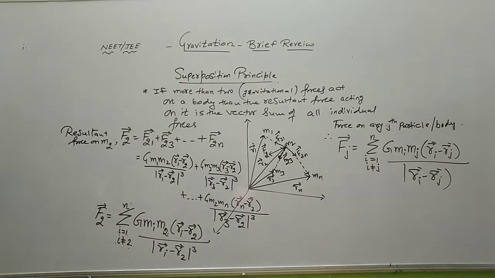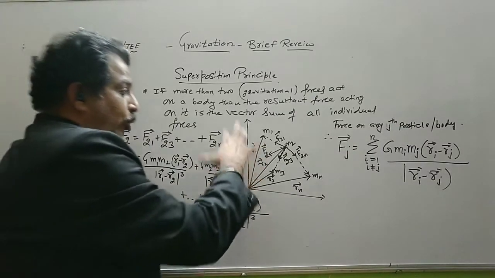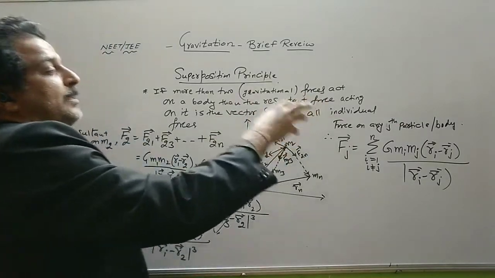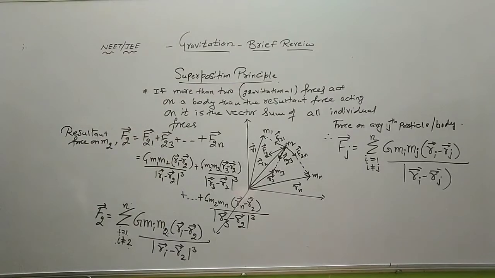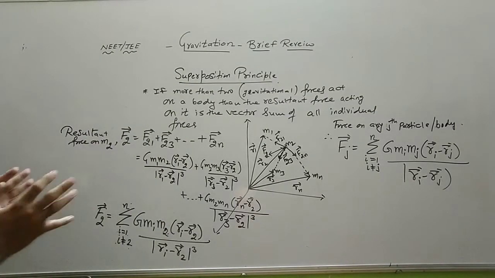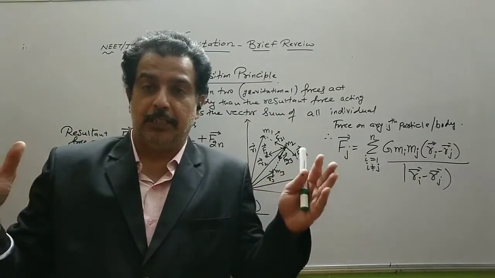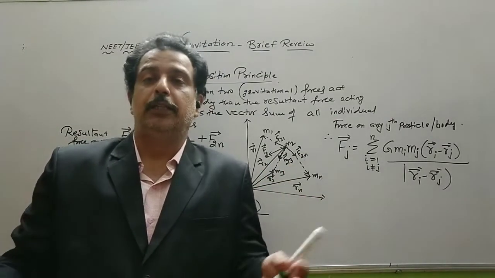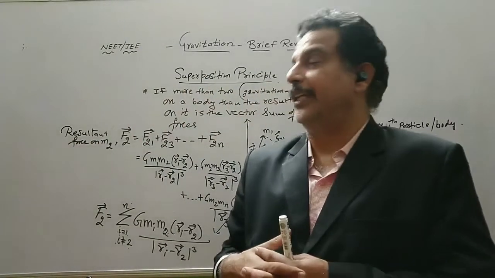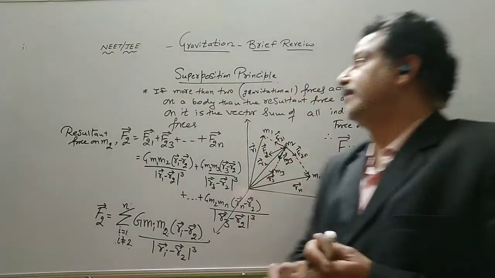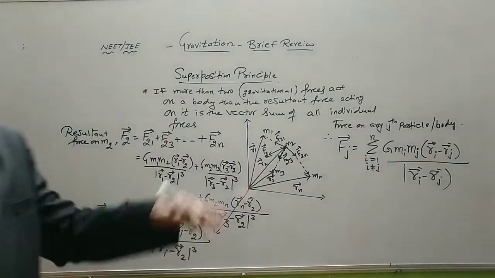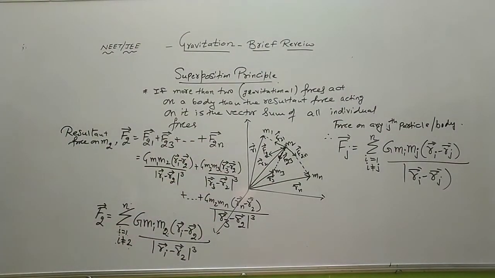It comes into the picture when more than 2 gravitational forces act on a particular particle or a particular body. Then you have to simply remember that you will apply the vector laws, that is the triangle law of vector addition, or the law of parallelogram for addition, because the direction is different. So this is the general formula for the superposition principle.